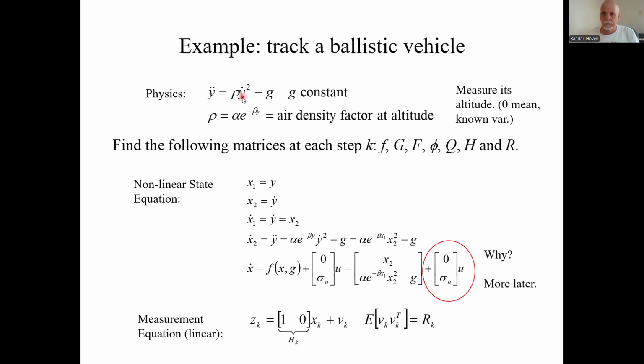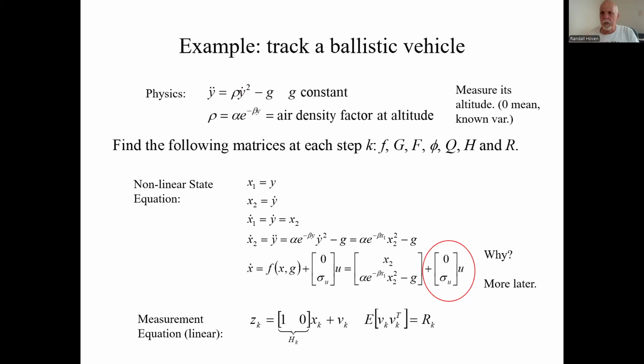Y dot is its vertical velocity. Y double dot, its acceleration. Gravity will pull it down, but drag will push against that. It'll push it up, proportional to the velocity squared. So we're already nonlinear right there. And this rho, the sort of drag coefficient or air density factor, is going to depend on your altitude. So that's another nonlinear relationship.